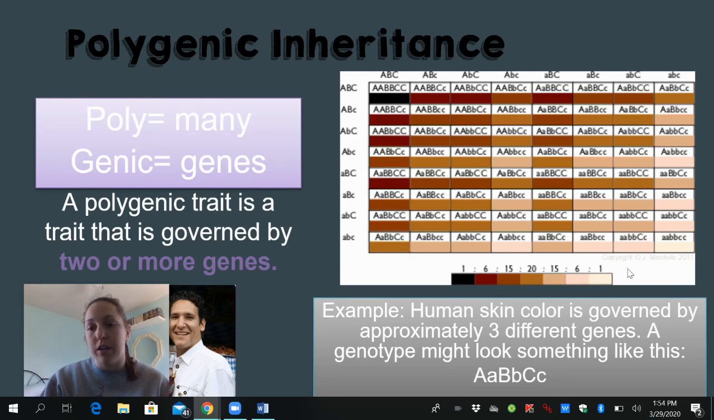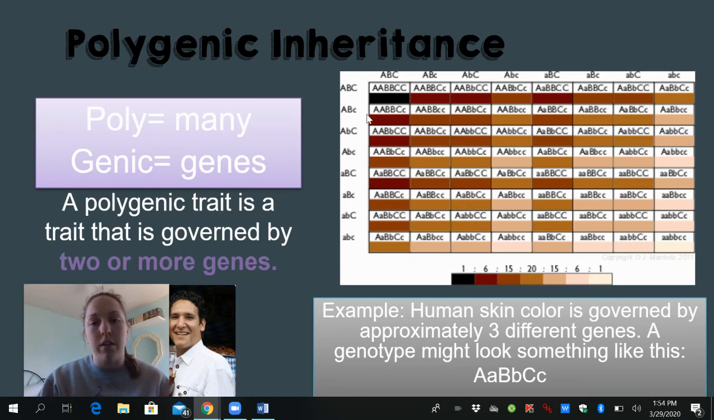It also shows you down here at the bottom the ratio of the most common types of skin tones. This, what I would call a caramel color in the middle, is the easiest to attain because there's the largest number of combinations that will give you that color. If you look right here in the middle, this complete heterozygote, big A, big B, big C, gives you that caramel color. But so does this one, which is also a heterozygote, and so does this one, and so does this one.